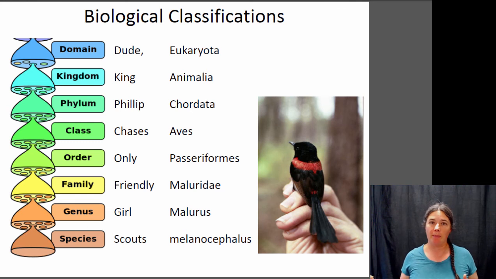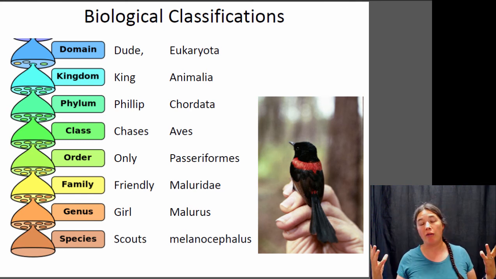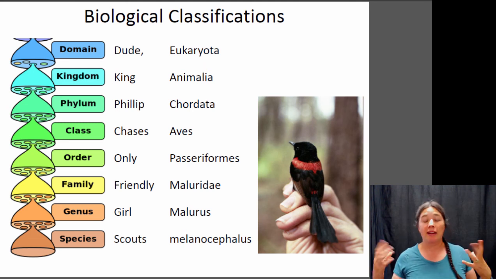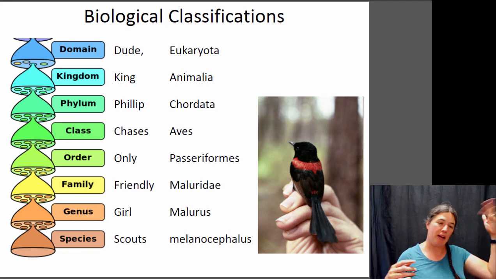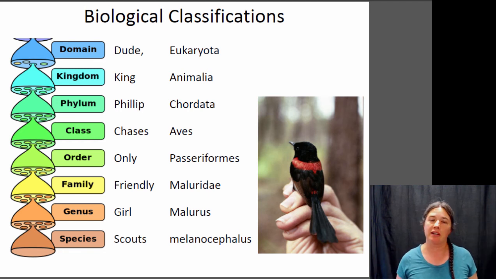All right. The way I remember that, I was taught when I was in high school, King Philip chases only friendly Girl Scouts. That's the mnemonic that I remember. Because they added domain since I was in high school, I had to put a dude at the beginning of that. So it's dude, King Philip chases only friendly Girl Scouts. Other ones that you might have heard, kings play chess on fine grained sand, or King Philip came over for good soup. Whatever works for you, that's great if it helps you remember the order of those different taxonomic groups.